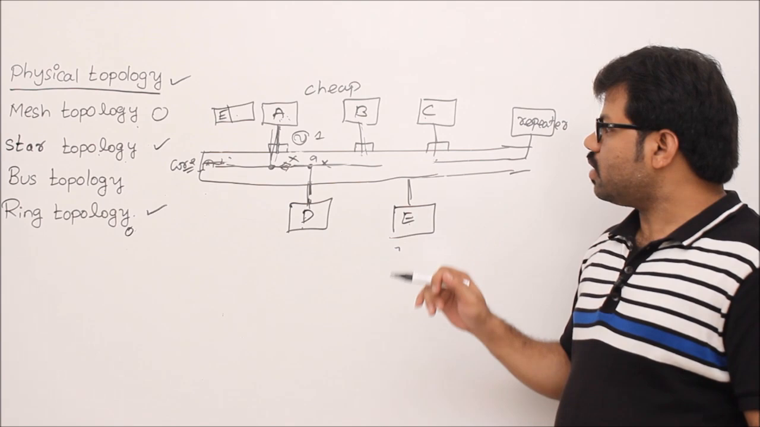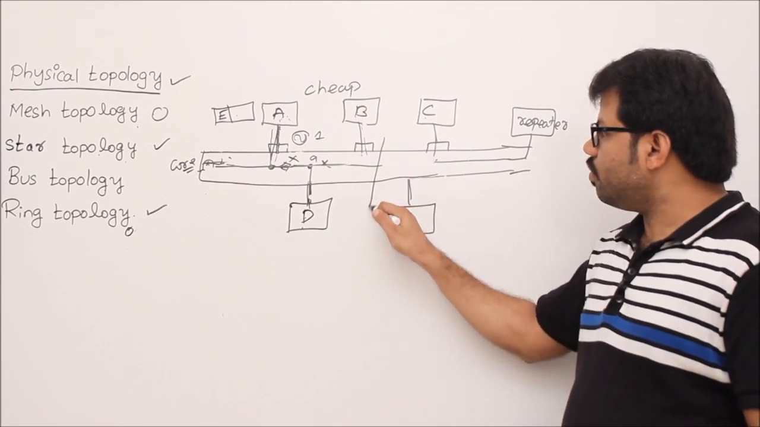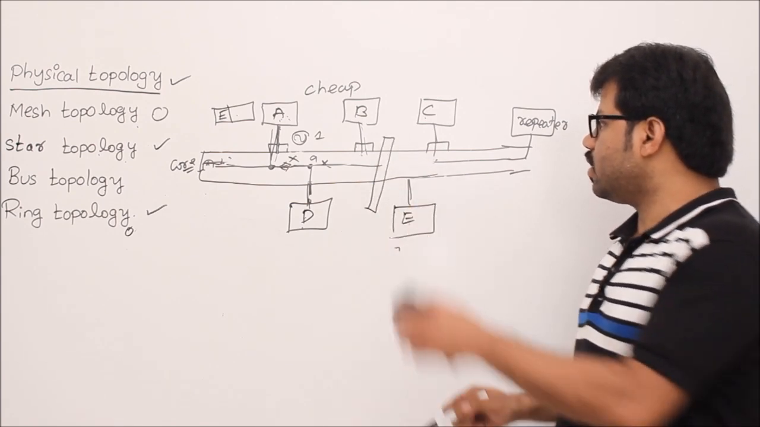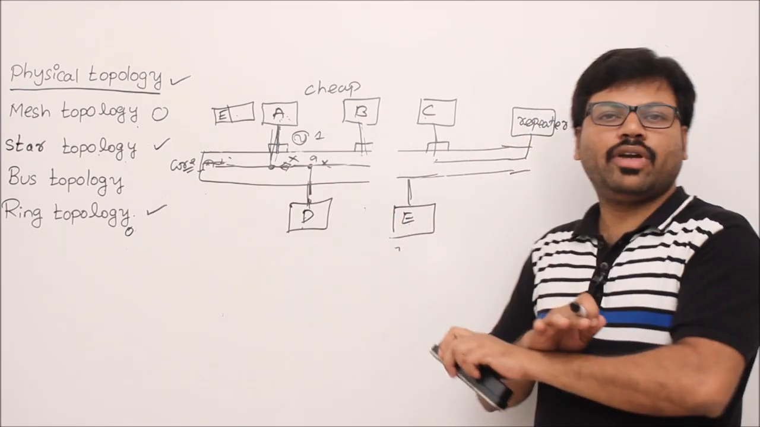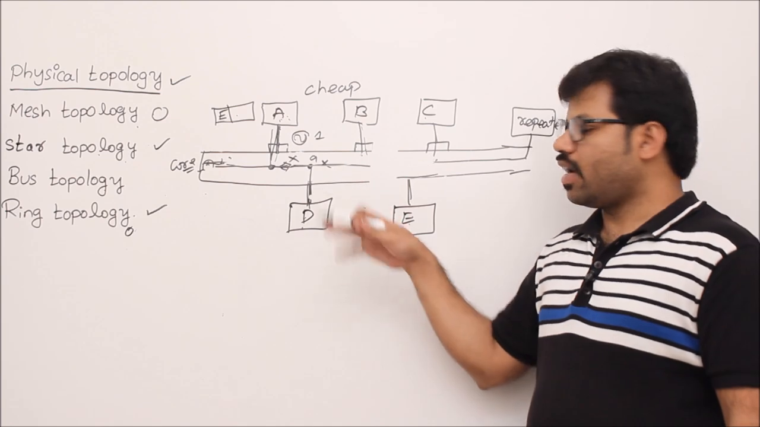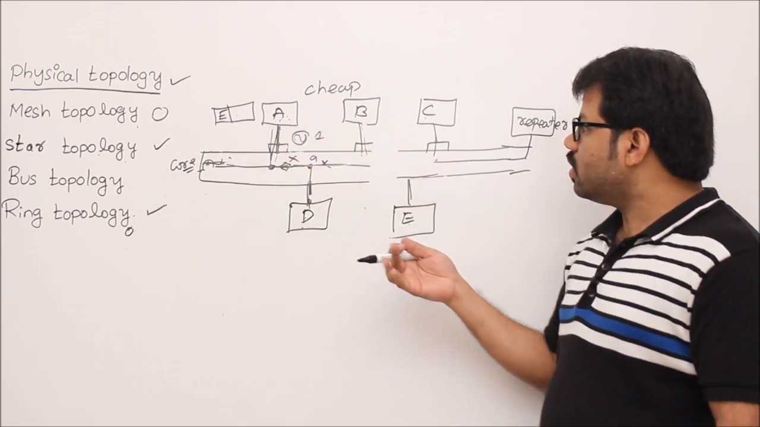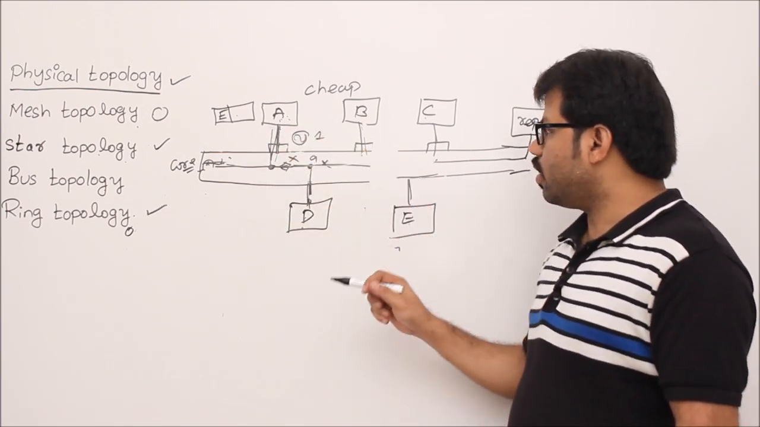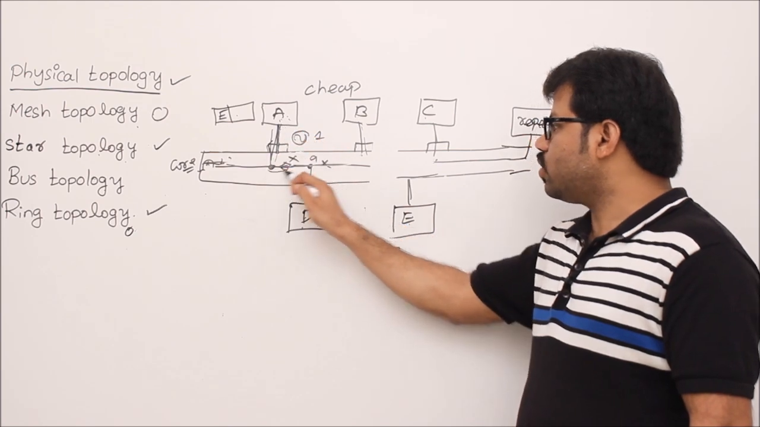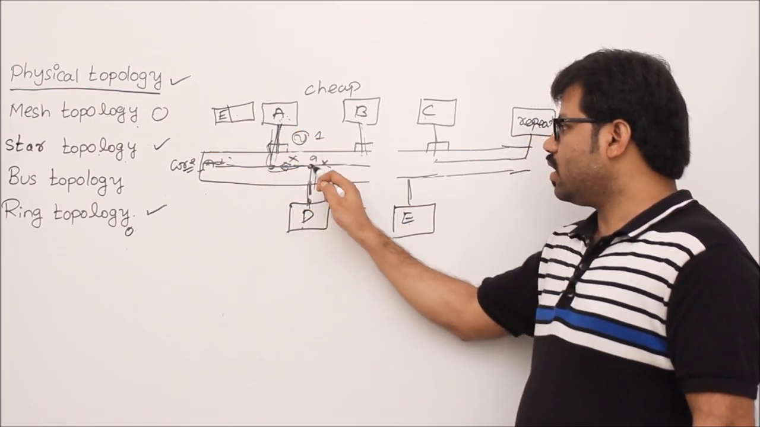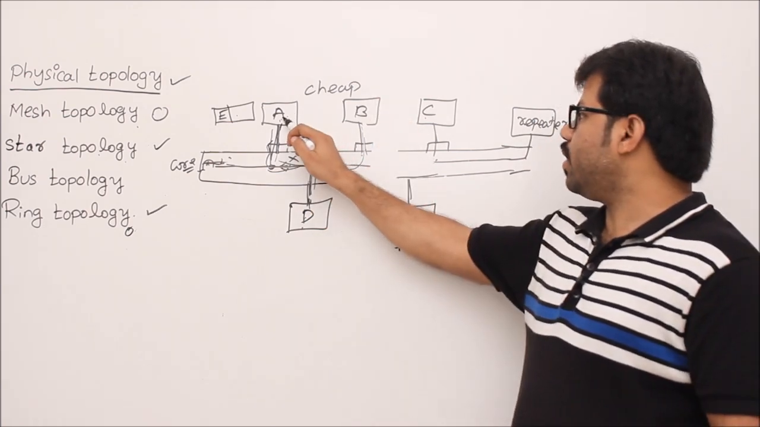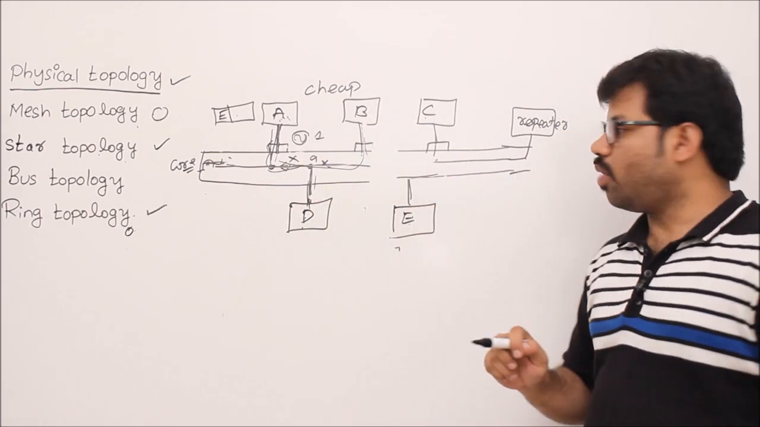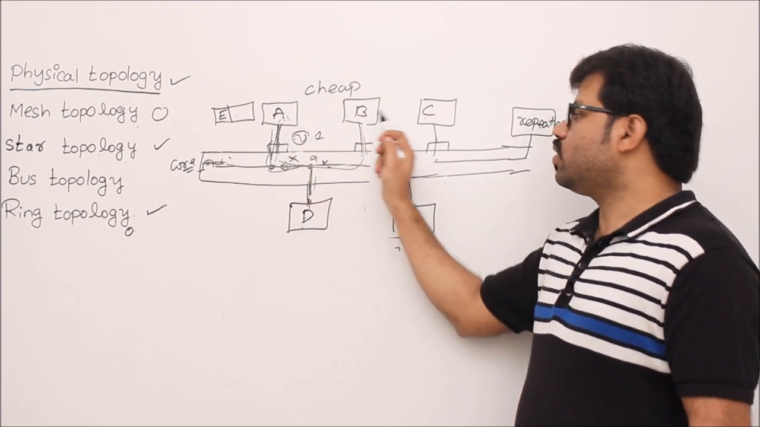But the problem with bus topology is, let's say there is a break on this cable, then everything will collapse. Now systems cannot be operated. Only, sir, still we can do one thing. What? A can send a message to D, right? Yes, A can send a message to B. But A cannot send a message to C. And one more problem: even A cannot send a message to B properly.